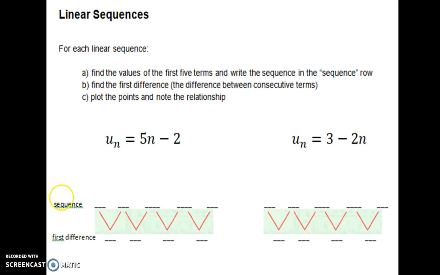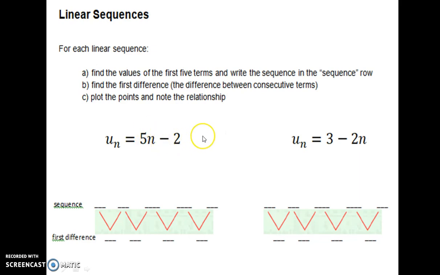All right, so in these two sequences here, they are both linear because that's the title here. It says find the values of the first 5 terms. So we're going to write them here in the sequence row. Then it says find the first difference. And the first difference is when we look at two terms in a sequence and try to find out what is the difference between them. That's called the first difference. We'll do that right away. And then we're going to plot the points after and notice the relationship.